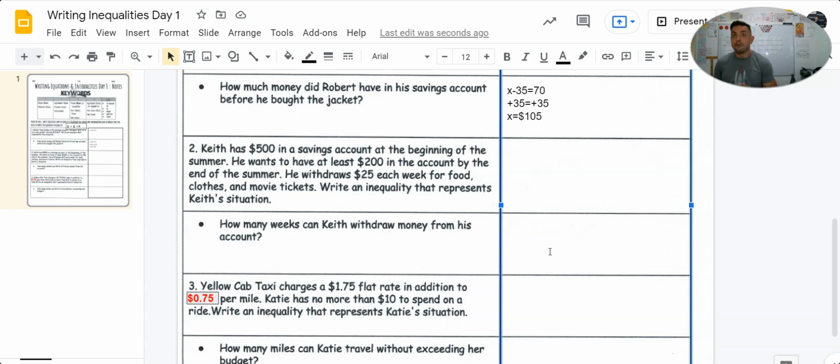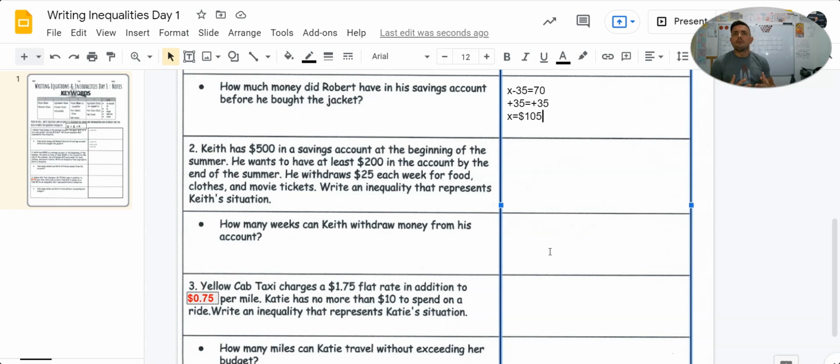Now, obviously, I can't even imagine going to the movies, buying clothes and food for $25 a week. But let's pretend this is like, I don't know, 50, 60 years ago, maybe even more. Then that's doable. What a great little life he has. So he's making pretty good money.